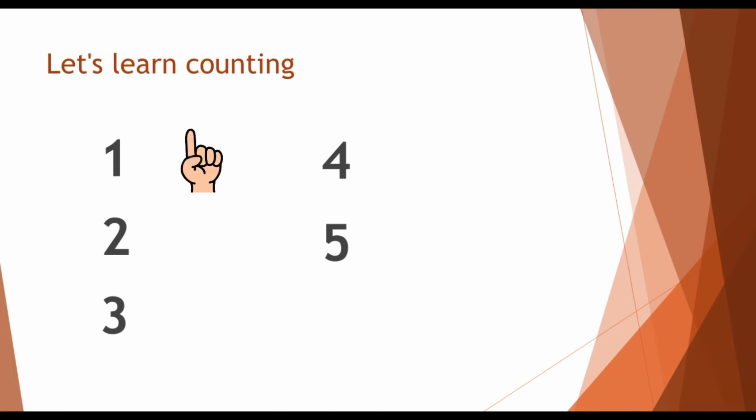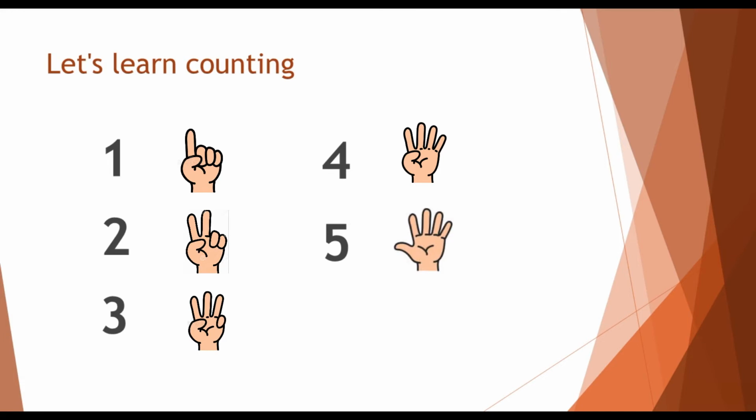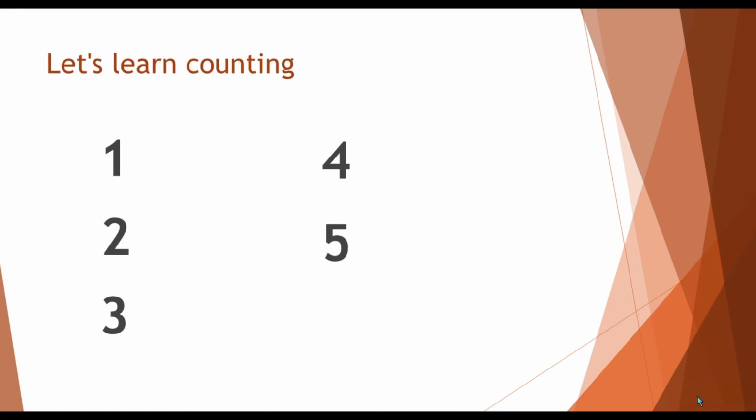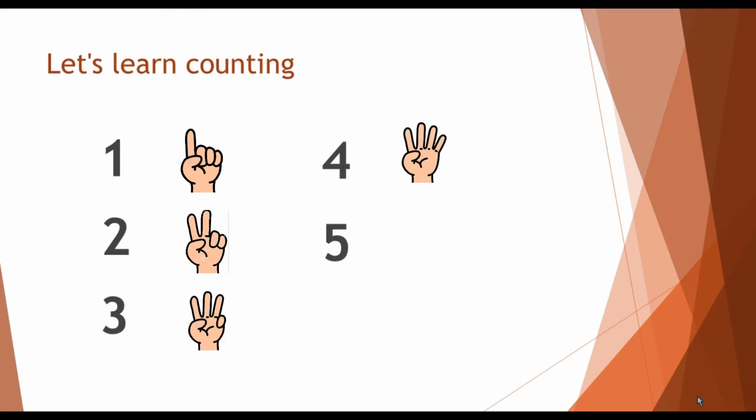1 ek, 2 do, 3 teen, 4 char, 5 panch. Now let's rhyme and learn. 1 is ek, 2 is do, 3 is teen, 4 is char, 5 is panch.